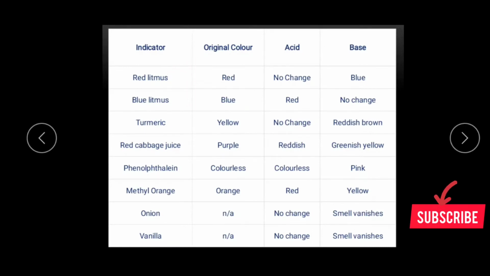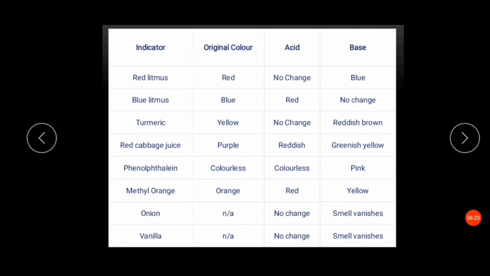Litmus paper we have covered, turmeric also we have covered. Red cabbage juice, its original color is purple, and in the presence of acid it changes to reddish, and in base it changes to greenish yellow color. Phenolphthalein and methyl orange we have done.